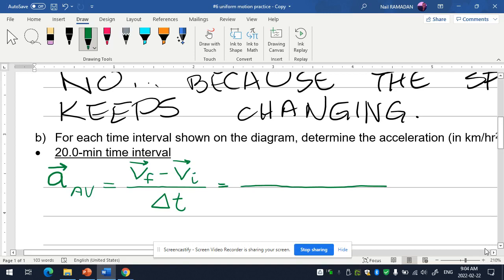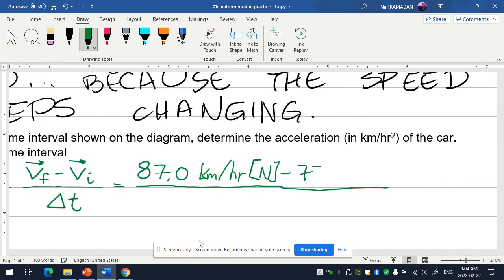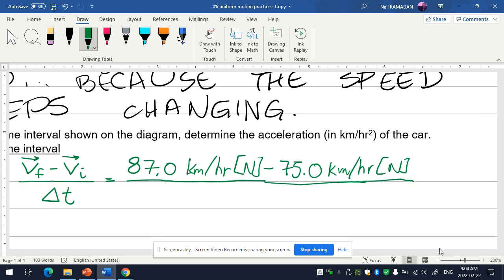Okay. What was the speed again? 87. So 87. Is it just 87 or 87.0? Sure. Okay. Kilometers per hour in the north direction. Subtract. What was the initial velocity of the same interval? Great. So go ahead. 75 kilometers per hour, also in the north direction. Okay. Divided by what? How long is the interval? But I need it to be in what? How do you go from minutes to hours? Do you multiply by 60 or do you divide by 60? You divide by 60 because you have to get a decimal, because 20 minutes is not what? Is not a full hour yet. So go ahead and you can just write 20.0 divided by 60. All right.